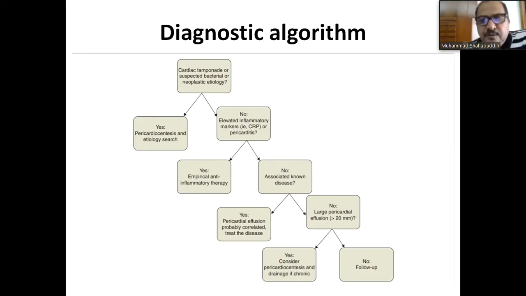If there is no specific etiology and no elevated marker, or other cardiac tamponade is suspected, then a large pericardial effusion, that is more than 20 millimeters, consider for pericardiocentesis. Otherwise, if it is not large, it should be managed conservatively. So this is the algorithm for treatment of pericardial effusions.